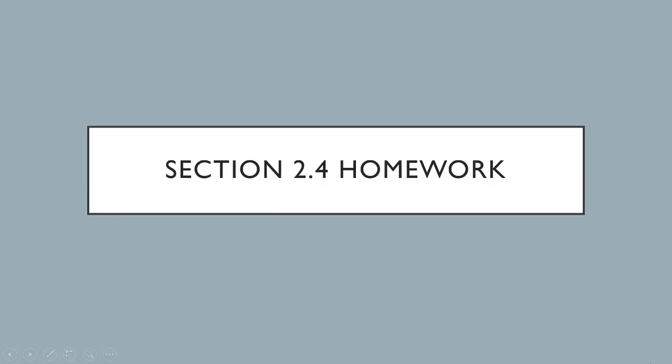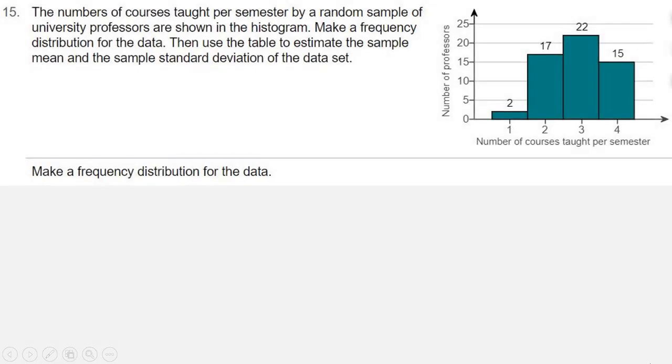We're looking at homework from section 2.4. This is question number 15. The number of courses taught per semester by a random sample of university professors are shown in the histogram. Make a frequency distribution of the data, then use the table to estimate the sample mean and the sample standard deviation of the data. So let's start by making a frequency distribution.